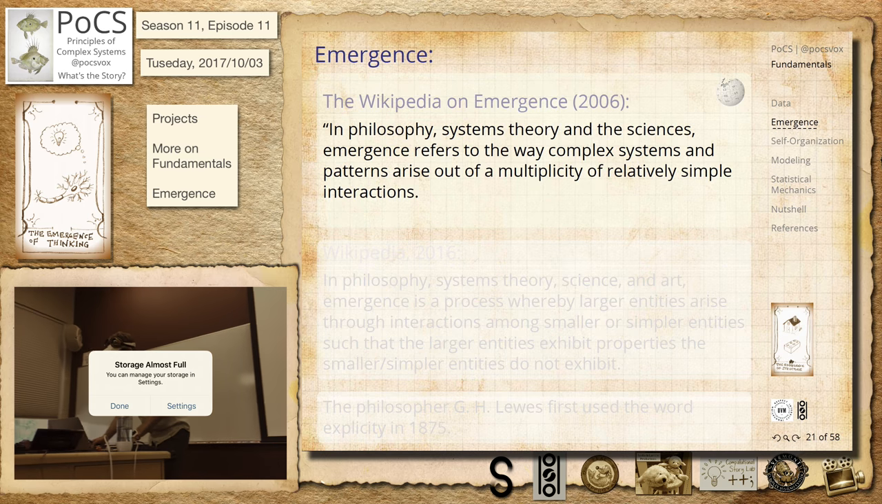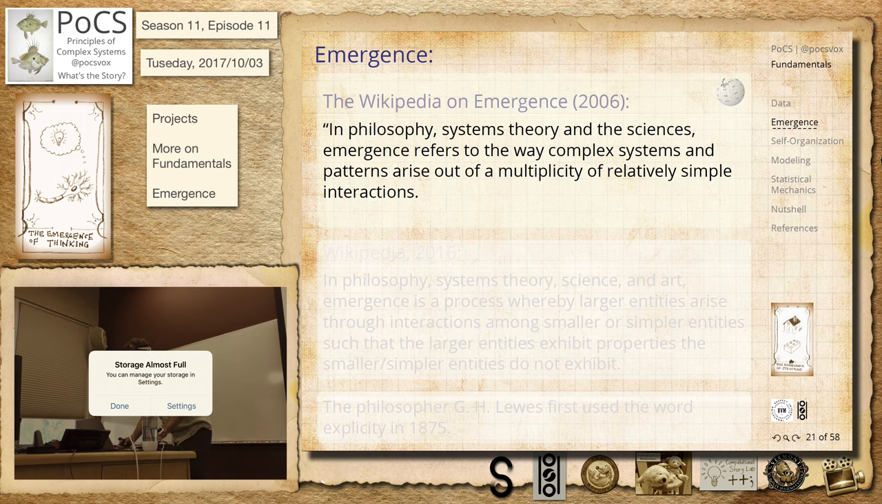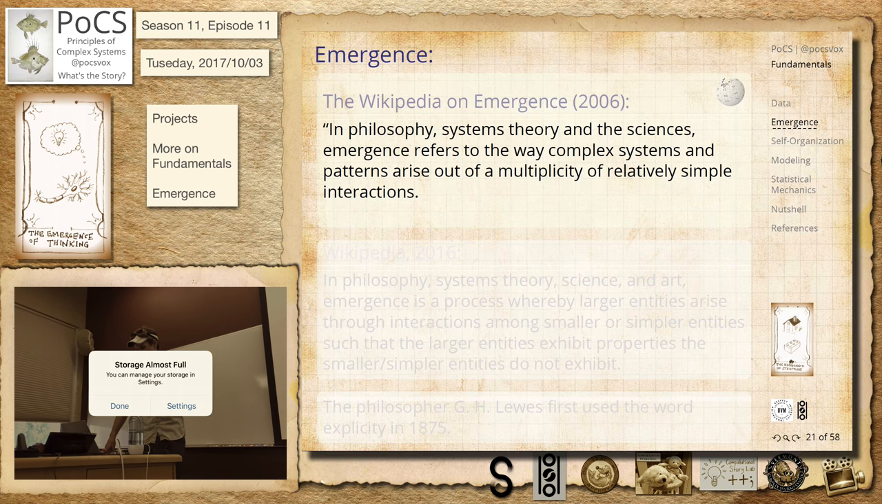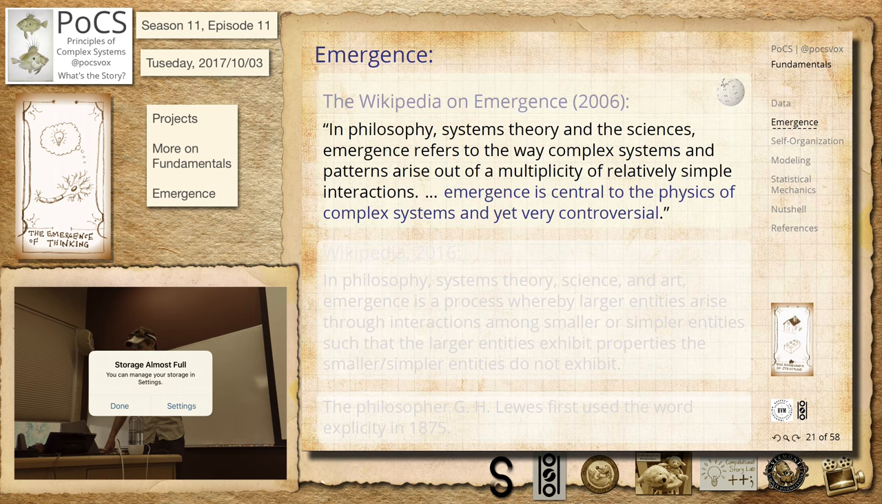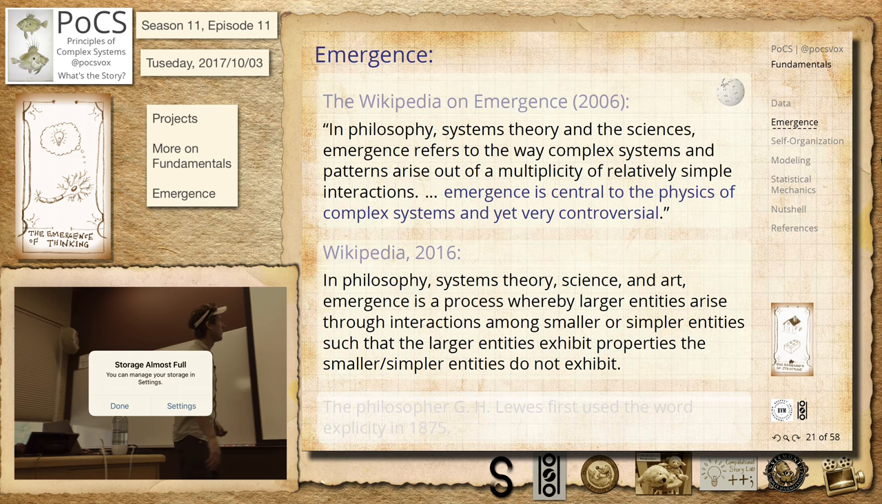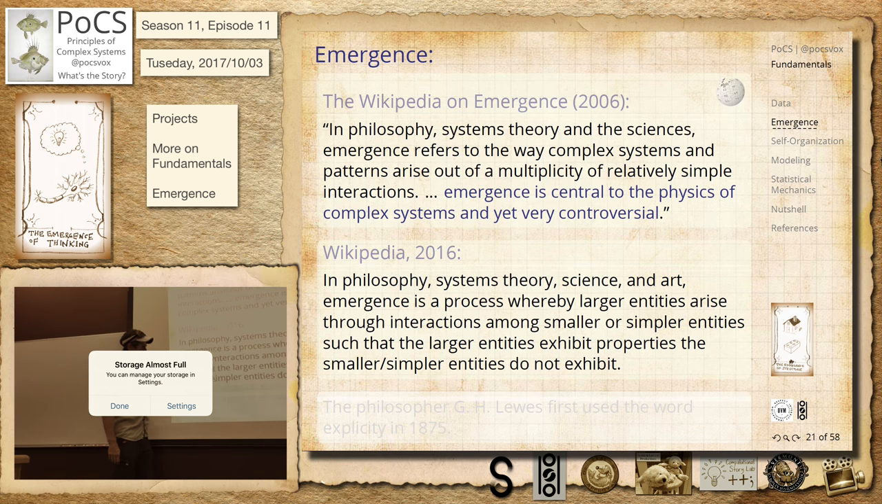Right, so this is just a wiki meaning, right? Emergence is the way complex systems and patterns arise out of simple interactions from small things. It's central to the physics of complex systems, yet very controversial, though it's matured a little bit, because it's not really controversial. I mean, we have things like fluid dynamics, where we have a hard story for going from micro to macro. We get hurricanes and so on out of water molecules that clearly don't happen inside them. So processes where larger entities arise through interactions, this is a completely reasonable thing.